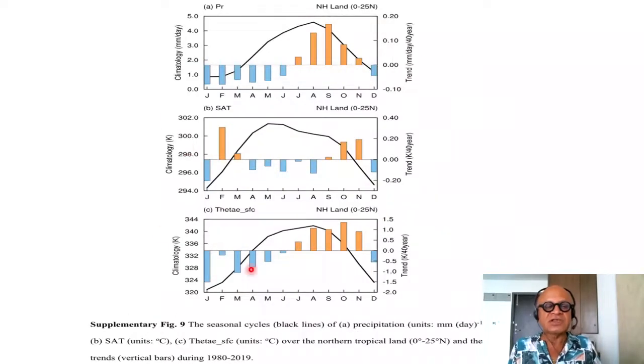Okay. The other result that comes out of this approach is obvious here. We're looking at the seasonal cycle, the black lines in each case, of precipitation, surface air temperature, and surface equivalent potential temperature over the northern tropical land, averaged over 0 to 25 north, and their trends for each month of the year. So here is climatology, and here is trend in millimeter per day for 40 years for rain, Kelvin per 40 years for surface air temperature, and Kelvin per 40 year for surface equivalent potential temperature.